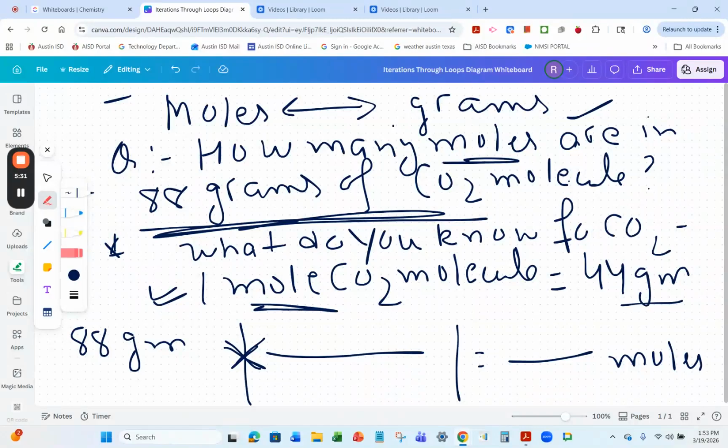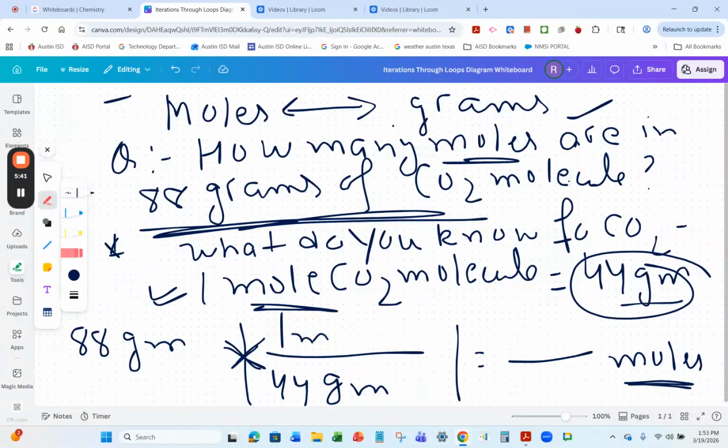So you want to cancel the grams. So you will use 44 grams as the denominator. You need the answer in moles. Put 1 mole at the top. Here we go. This is a very important rule. The same unit should be cancelled.